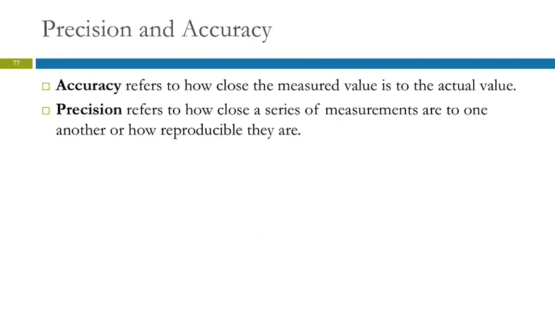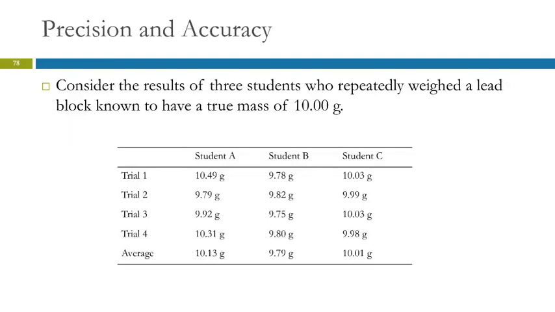Accuracy and precision are 2 words that we'll use a lot in lab. Accuracy refers to how close to the true value you are, and precision refers to, well, you're taking a bunch of measurements. How close together are those measurements? How reproducible are they? We can look at some student data here. They've got a lead block that weighs 10.00 grams, and these students are weighing it. They're each doing it 4 times, and they're reporting their results. When we look at this table, it's hard to see anything from that. That's why scientists graph things a lot, because it makes it more visual.